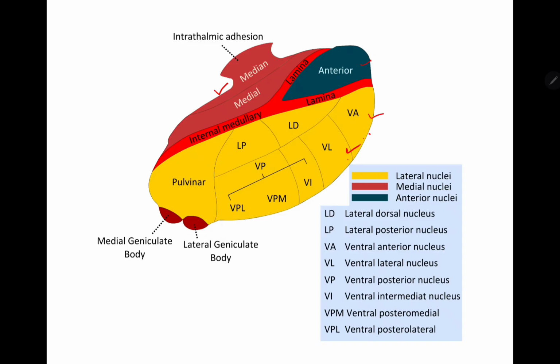Lateral geniculate body is the vision relay, it sends eye information to the cortex. Now medial geniculate body, what will it do? Hearing relay takes place. See, this is medial, this is lateral. Lateral is for eye information to the visual cortex, whereas medial sends ear information to the auditory cortex. Then pulvinar, this one, the back part, helps in vision and attention.